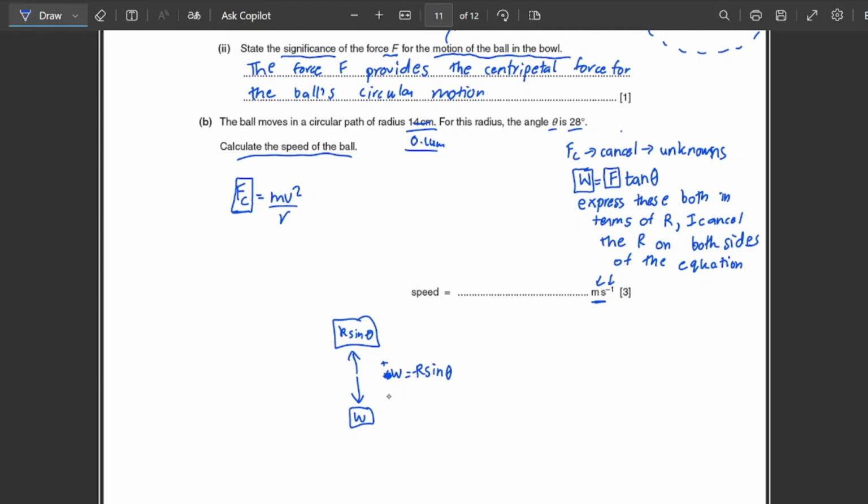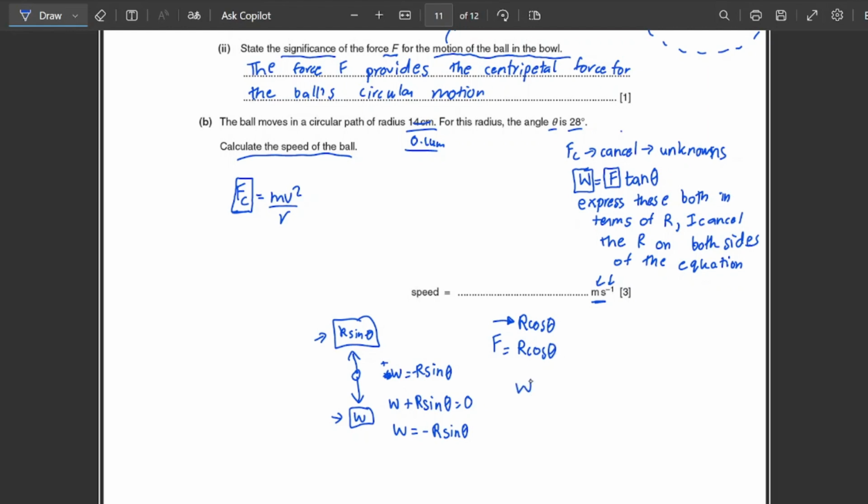Or you can see it this way: the sum of W and R sine theta needs to be equal to 0, because otherwise the ball wouldn't be balanced. It would either move up or down. So you add these two things up, and you should get 0. If you rearrange this equation for W, you get W is equal to negative R sine theta. In the same way, my resultant force is the horizontal component of that R, which is R cosine theta. So this F is just R cosine theta.